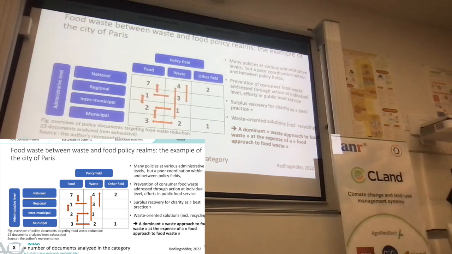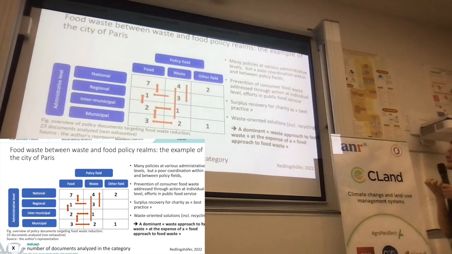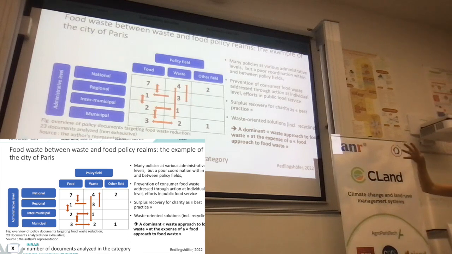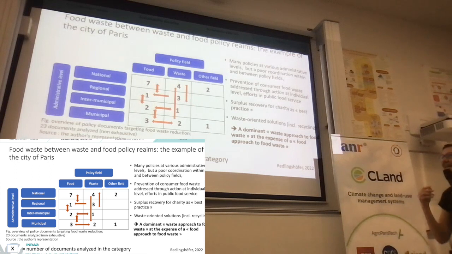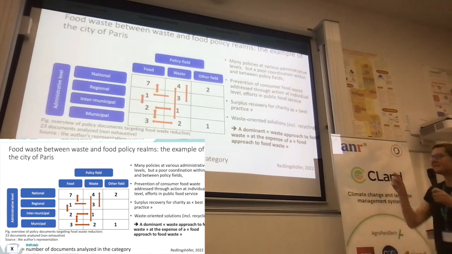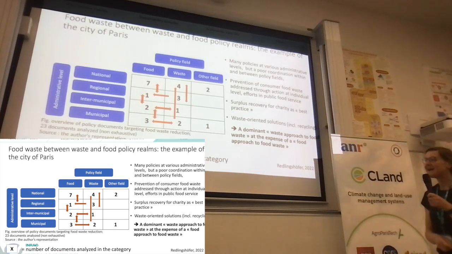And what I could see from this analysis is that there are many different policies that are relevant for the city of Paris in its ambition to reduce food loss and waste, but they are very badly connected. The arrows that I showed are just an illustration. They are not, in this case, a result. Potential interactions are really scarce. There's potential, but they're scarce.